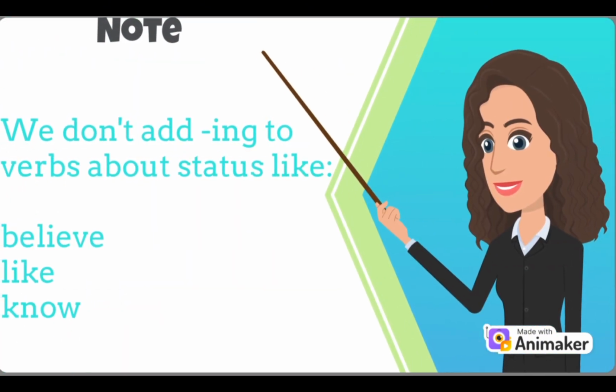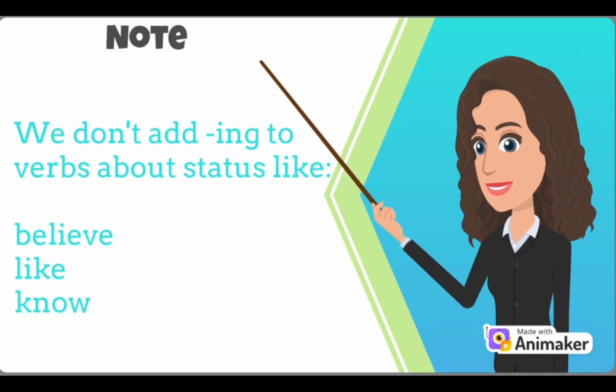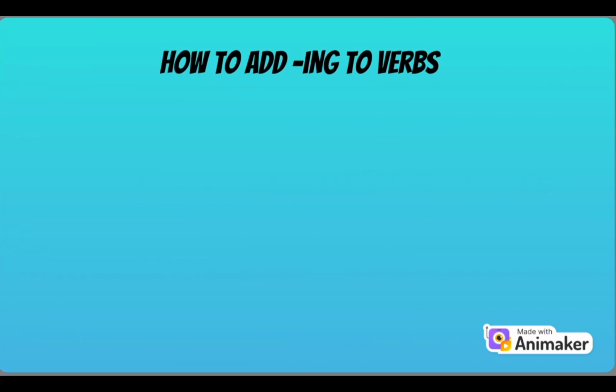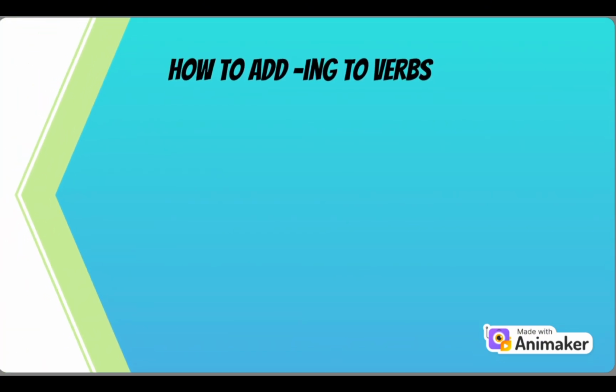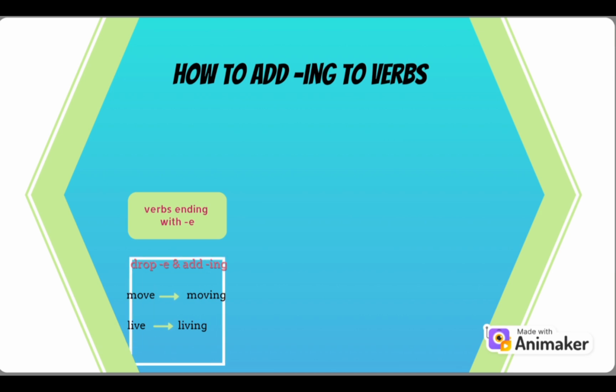It is important to know that we don't add ing to verbs about status like believe, like, and know. There are 3 ways to add ing to verbs. If the verb ends with e, we drop or delete the e. For example, change, move into moving, and live into living.